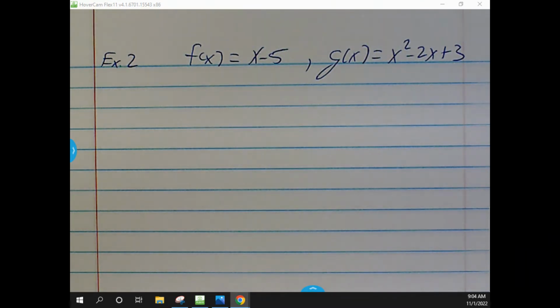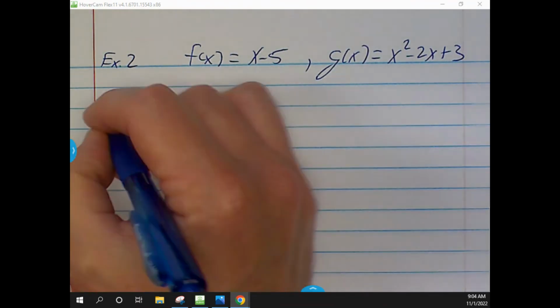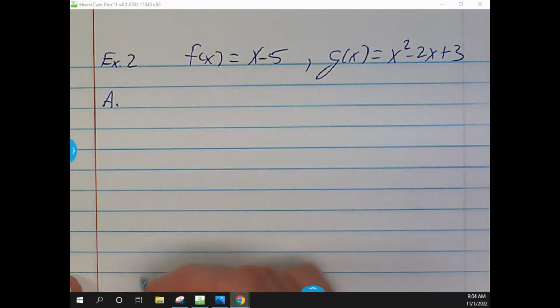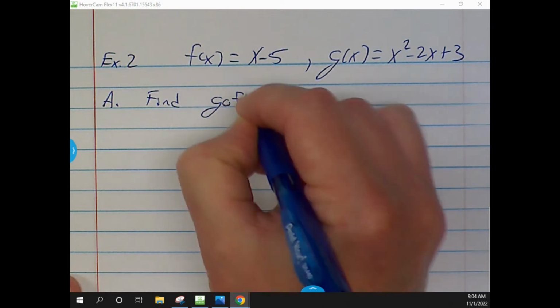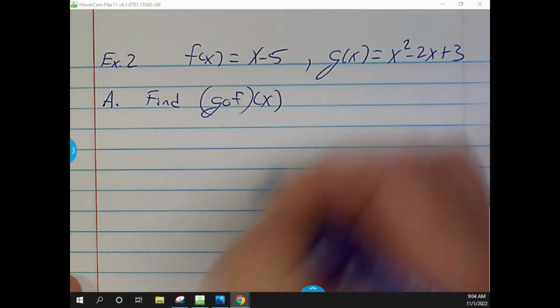Okay, and instead of doing both cases here, we're going to just do one. Because again, they're both pretty similar to it. So if we just do one of these, we should be okay. So the very first thing we're going to do for this one is let's go ahead and find g of f of x.